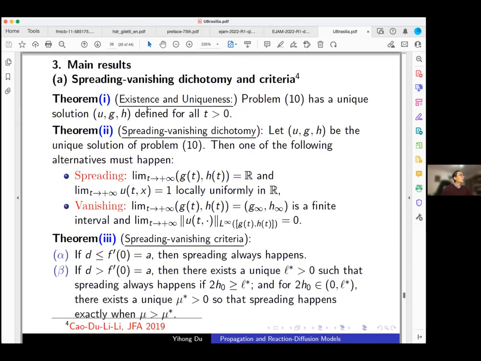Now, what's the long-term behavior of the non-local free boundary problem? Well, we proved this in a joint work, the work mentioned in the last slide, the 2019 paper. So if you look at it here, this is parallel to the local diffusion case. Spreading and vanishing dichotomy, and we also have spreading and vanishing criteria. These are more or less parallel to the local diffusion case.